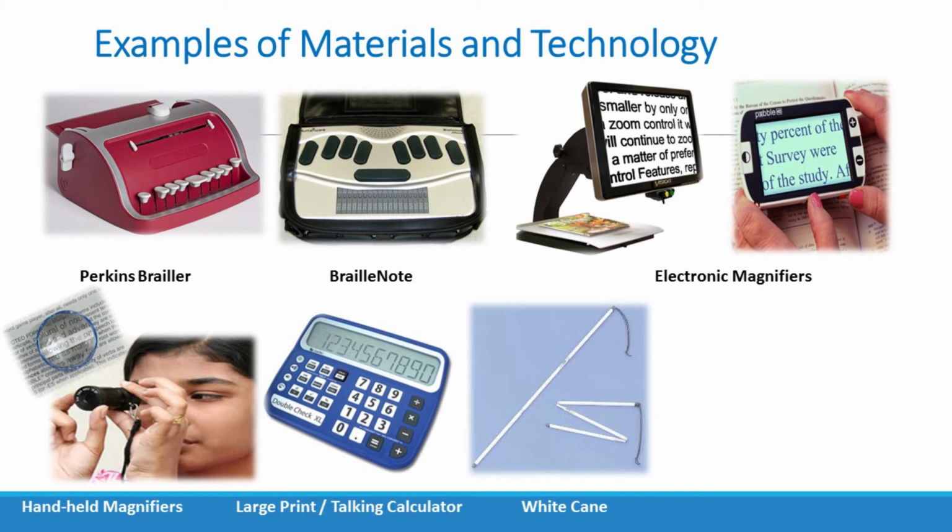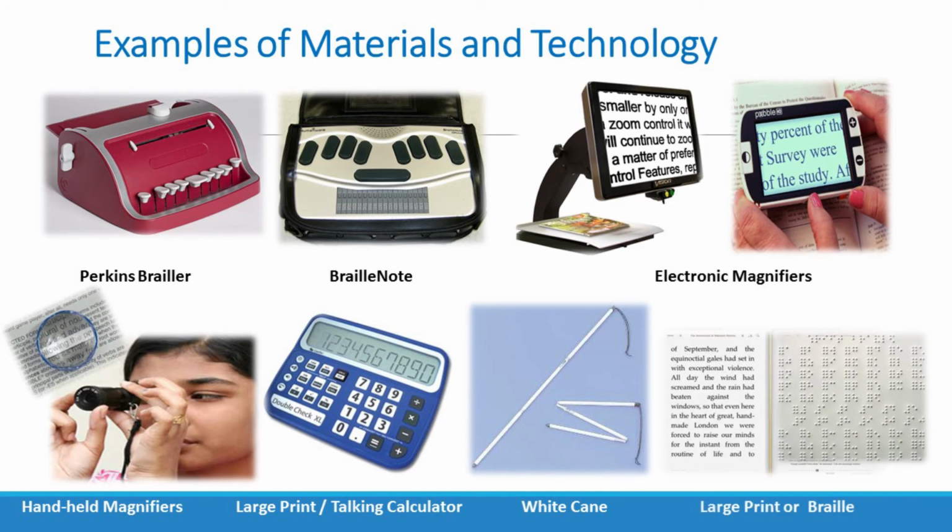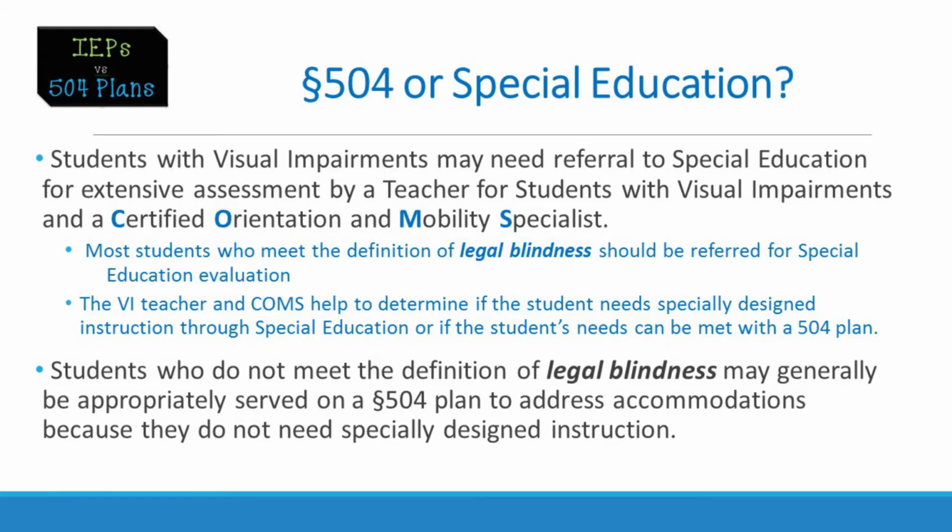The white cane assists an individual with a significant visual impairment to navigate in their surroundings. The orientation and mobility specialist provides instruction in the use of the cane. Braille and large print are methods of providing text to a student in a way that is accessible despite their impairment. Some students with visual impairments need extensive assessment by a teacher for students with visual impairments and a certified orientation and mobility specialist. Most students who meet the definition of legal blindness require a special education evaluation.